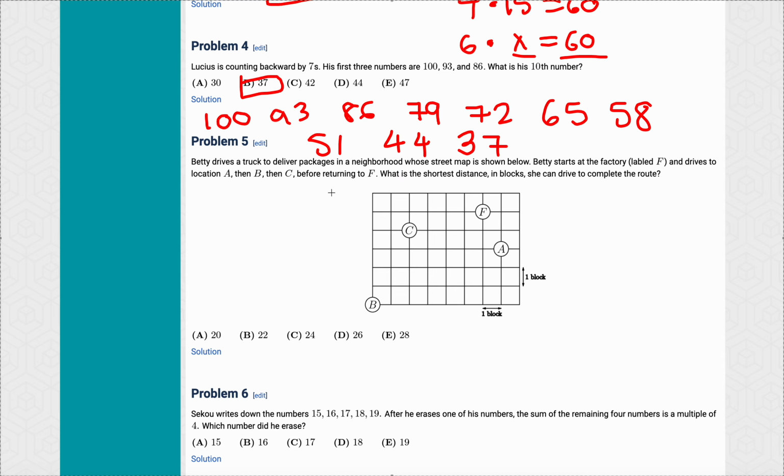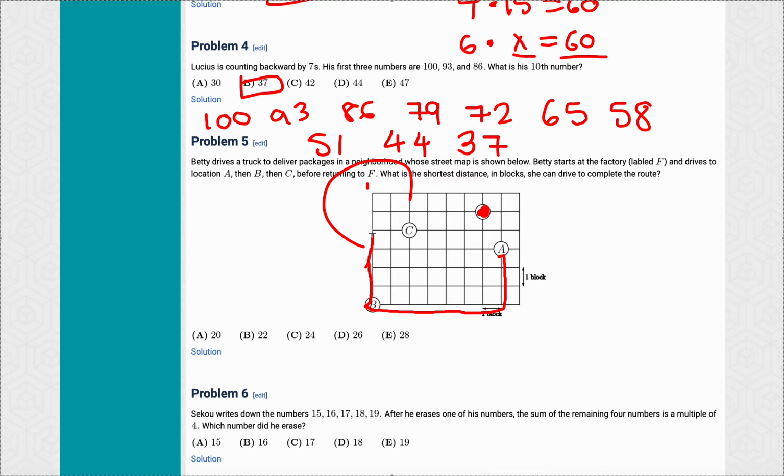Betty drives a truck to deliver packages in a neighborhood whose street map is shown below. Betty starts at the factory and drives to location A, then B, then C, before returning to F. What is the shortest distance she can drive to complete the route? Well, it doesn't really matter here. What matters is that the shortest distance is going to be a loop, and it actually turns out that it doesn't really matter what the loop is as long as we're not looping around, as long as we're not going like this or something.